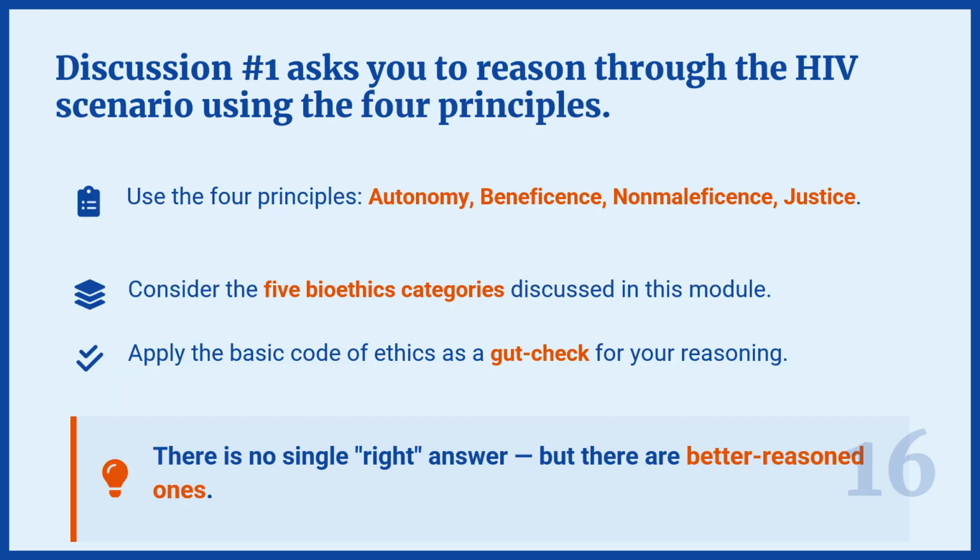For our first discussion, you'll apply these ethical frameworks to a specific scenario involving HIV. This isn't about finding a single right answer, but rather about developing your ethical reasoning skills. You'll use the 4 core principles of bioethics: autonomy, beneficence, non-malfeasance, and justice to dissect the situation. Also, consider the 5 bioethics categories we've covered in this module to broaden your perspective.